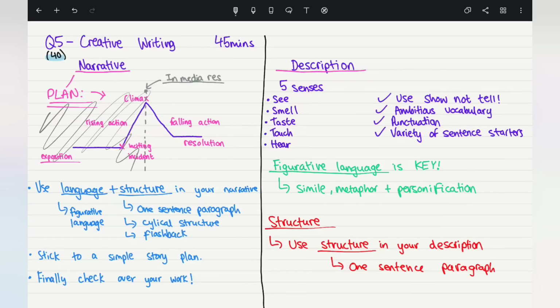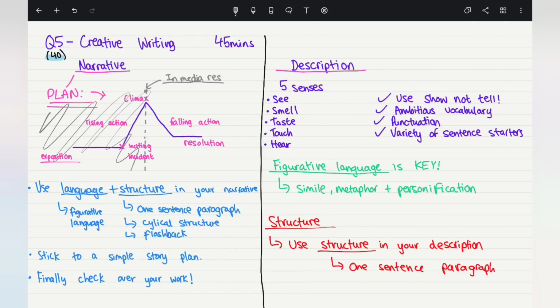And to those of you choosing the description, you need to, first of all, when you're planning, obviously you're not using Freytag's pyramid, but you need to be jotting down your 5 senses. Look at the picture provided and jot down your 5 senses. And the best way to think of it is imagine yourself in the example. Close your eyes, imagine yourself in the picture. What can you see? What can you smell? What can you taste? What can you touch? What can you hear?